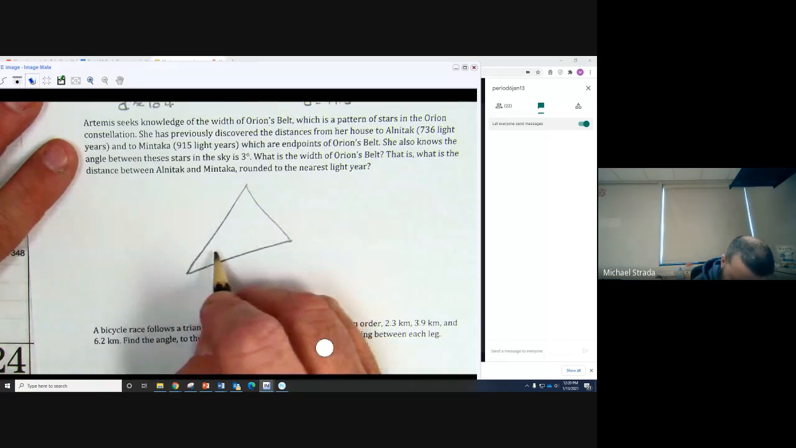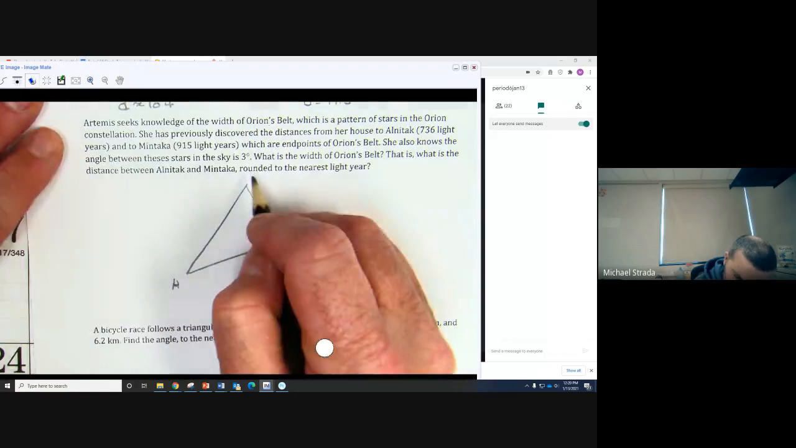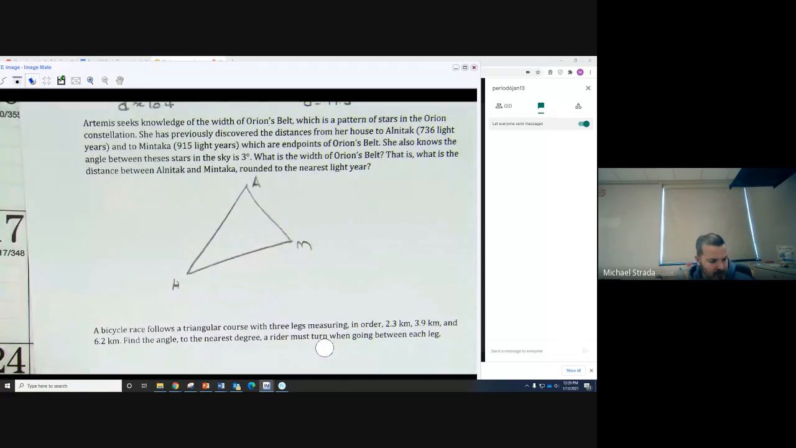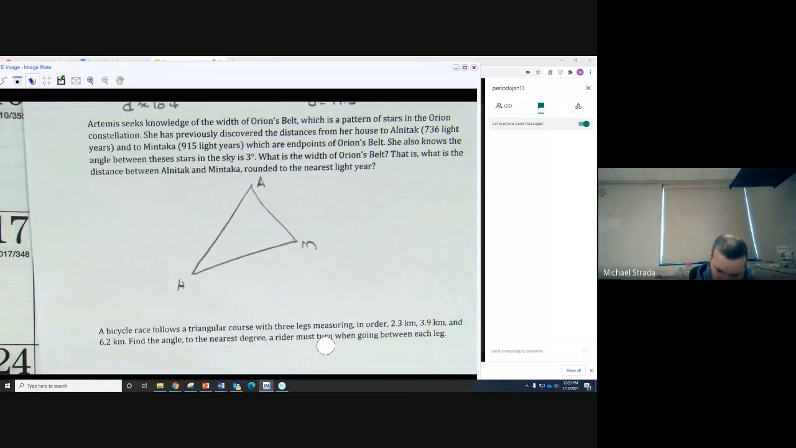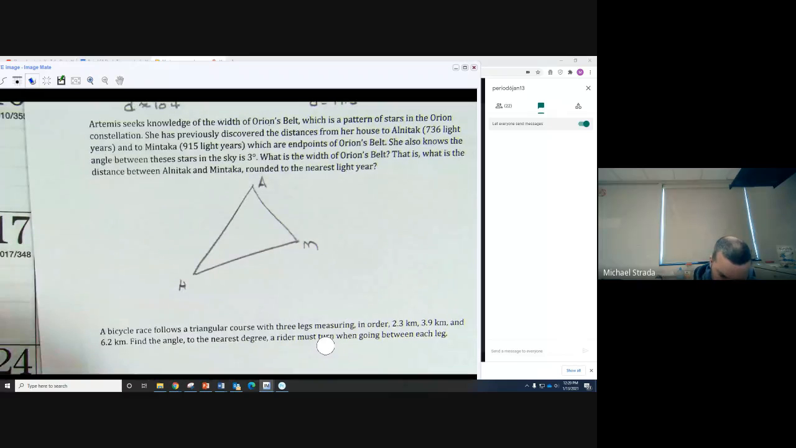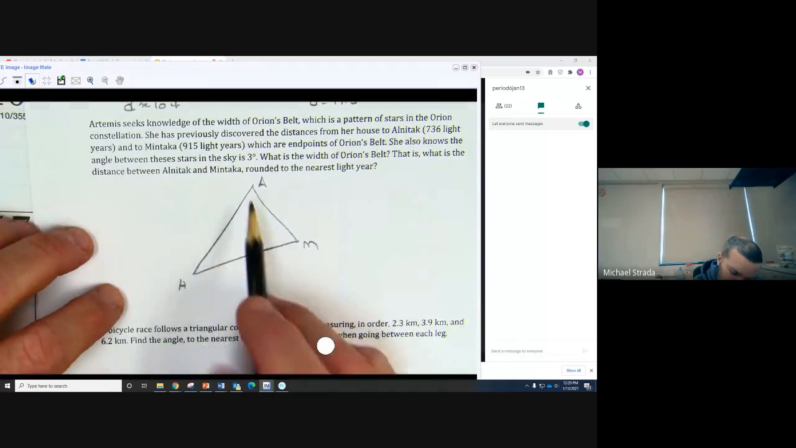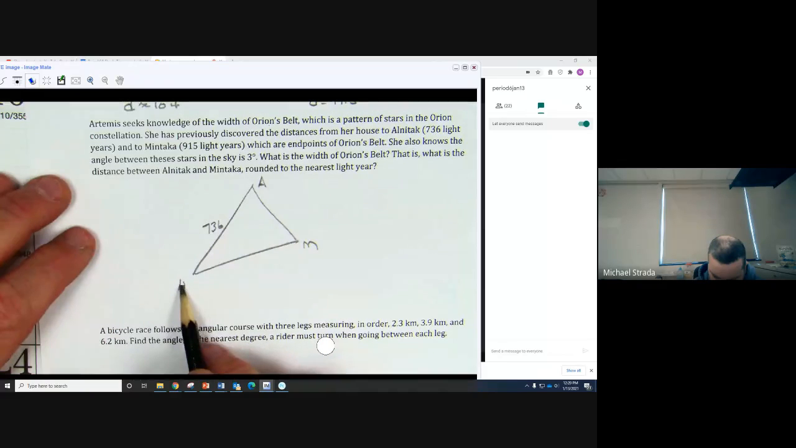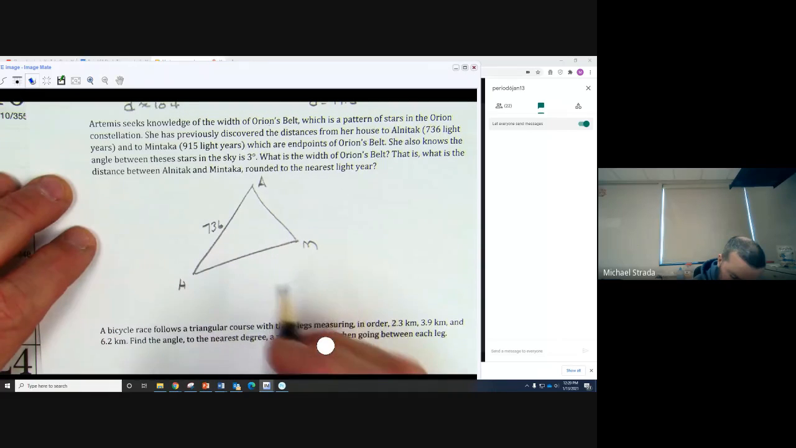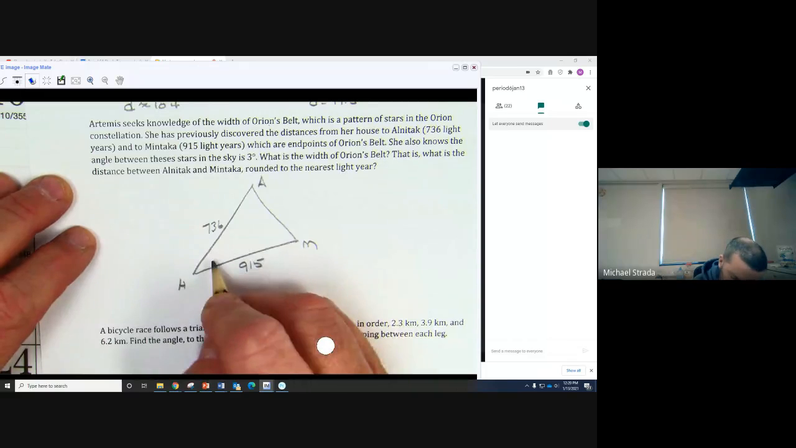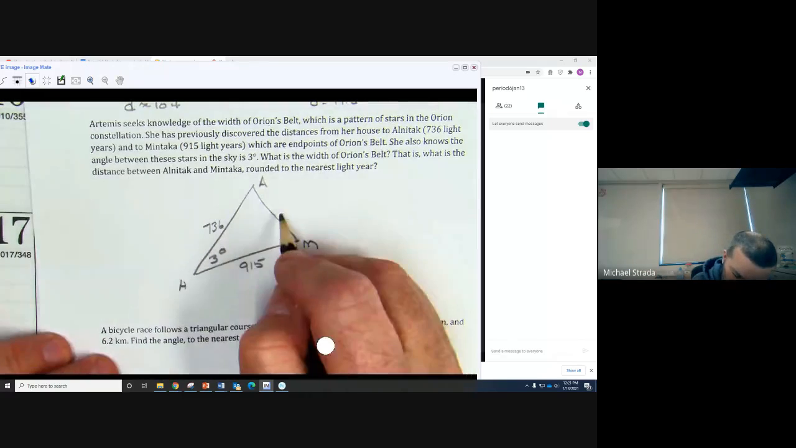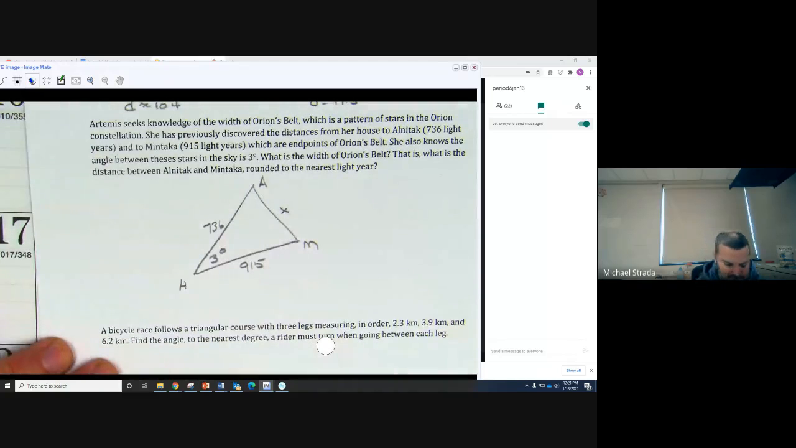All right, and it says this is her house, this is Alnitak, and this is Mintaka. Again, the triangle just needs to be a structure so we can sort our information. The distance from her house to Alnitak is given as 736. The distance from her house to Mintaka is given as 915. And then they say that angle is 3. We're trying to find the width of Orion's belt, which is out there.